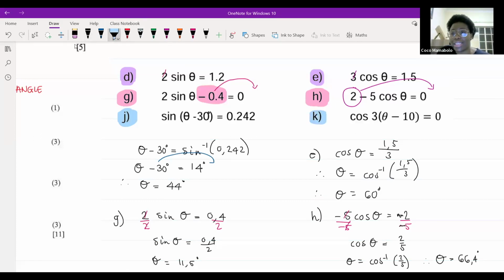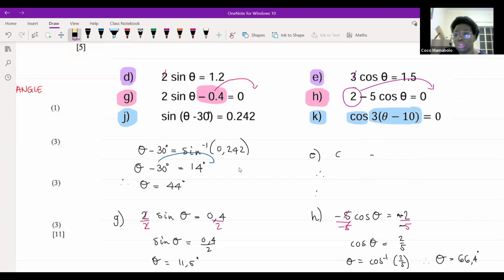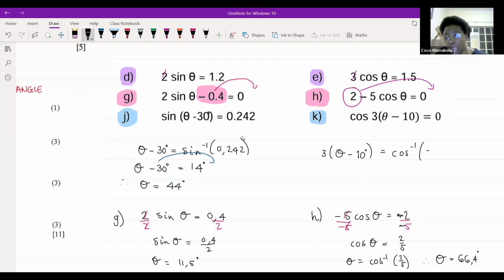K is going to work in the exact same way, right? Do you see how they've already isolated cos and the degree? This whole thing over here, this is the degree. So guys, what are we actually going to be looking for? Arc cos of what? I'm going to go 3 theta minus 10 degrees is equal to arc cos of, what do I put in my bracket after clicking shift? That's it, correct. We must put 0. Arc cos of 0.